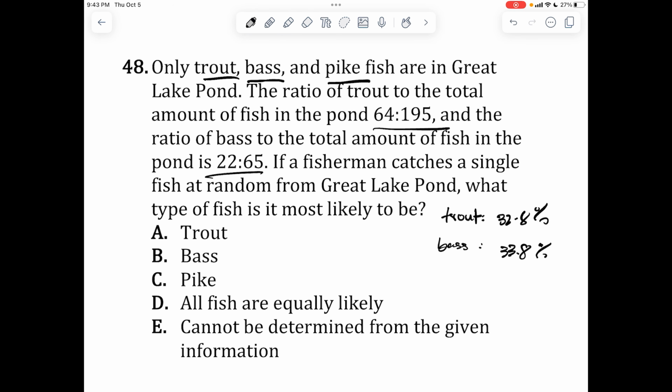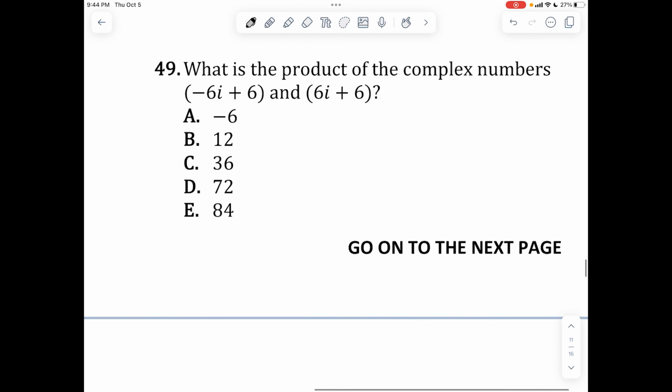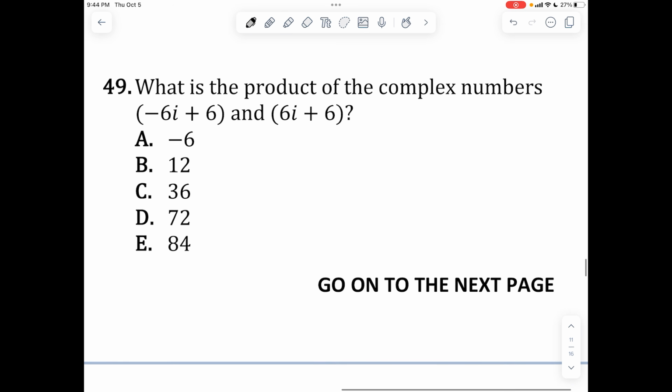And then the other one, it's the way the problem is set up. I guess the way it's worded, you're not really sure if the pike is taking up the rest of the percentage. So if I do 1 minus 32.8 minus 33.8, you end up with 33.4. So without that assumption, you're going to end up with E, but if you do make the assumption, it's going to be B. So we're going to move on.